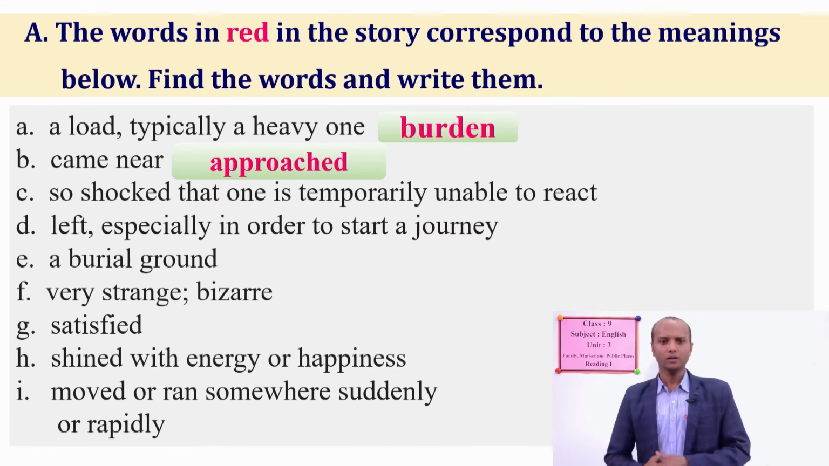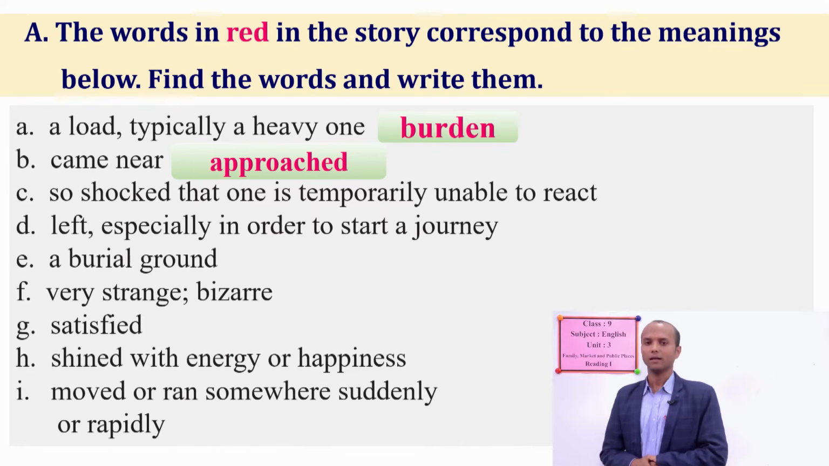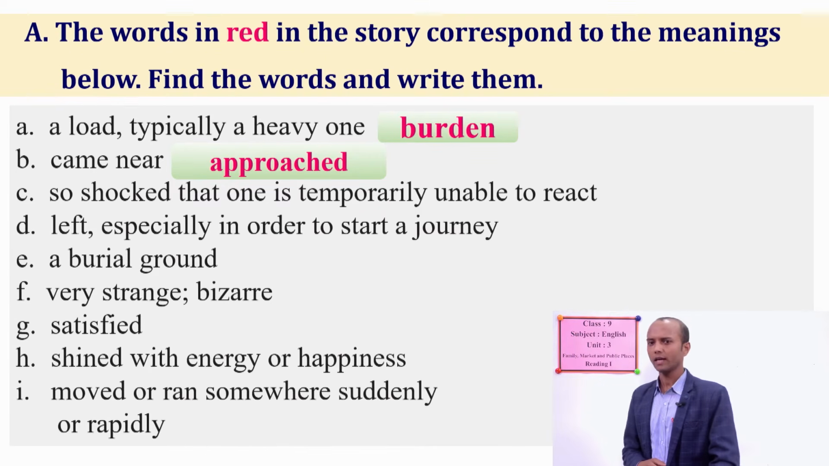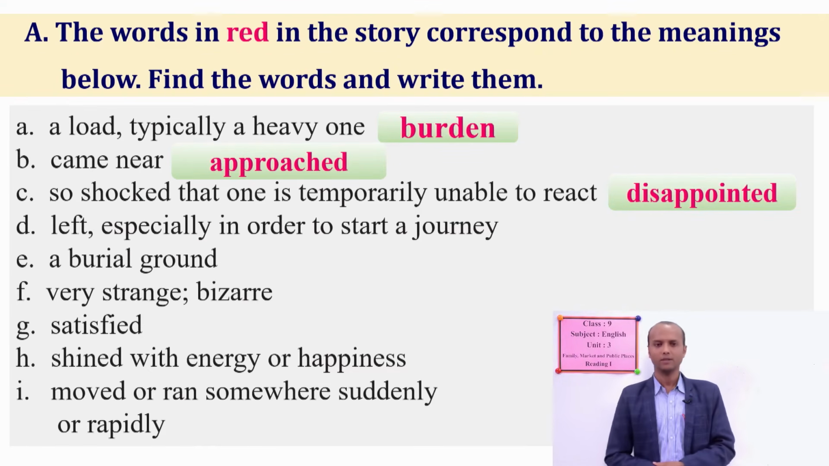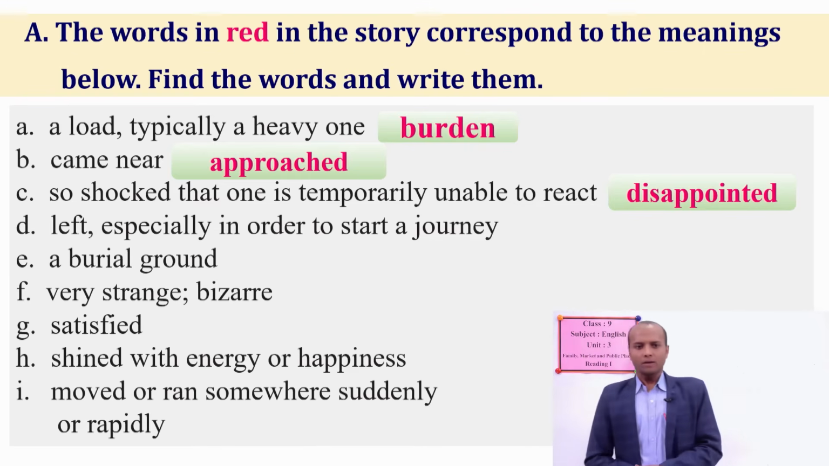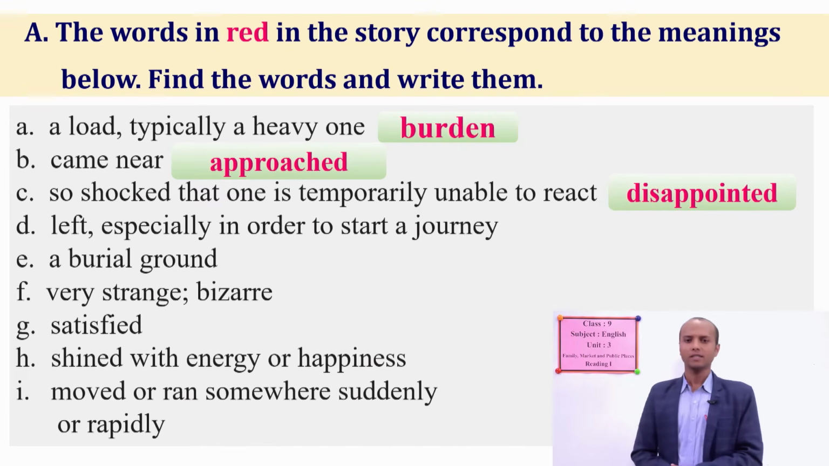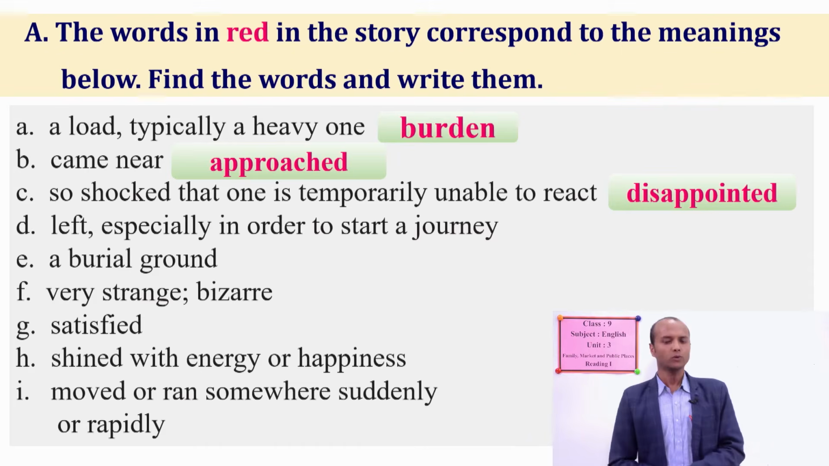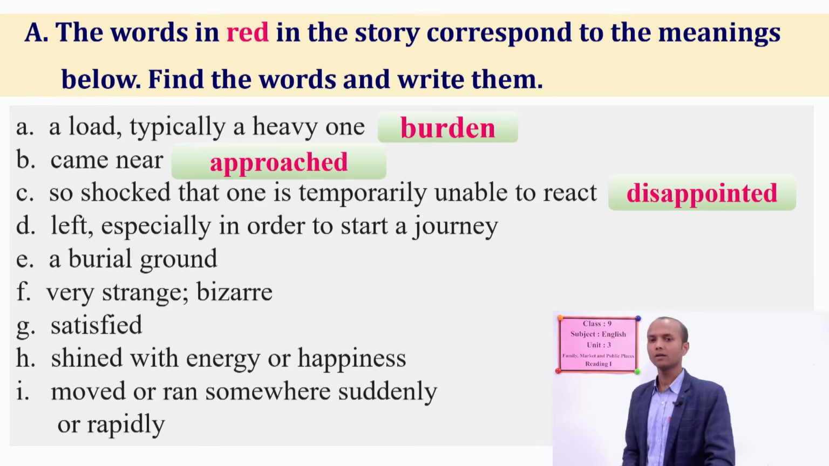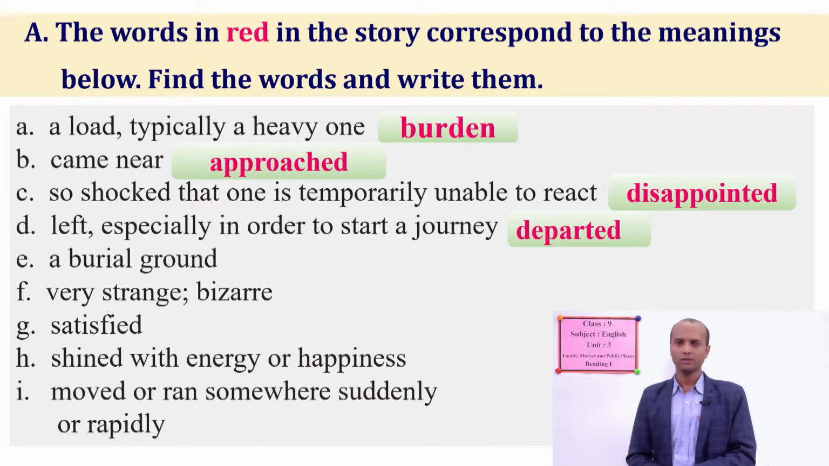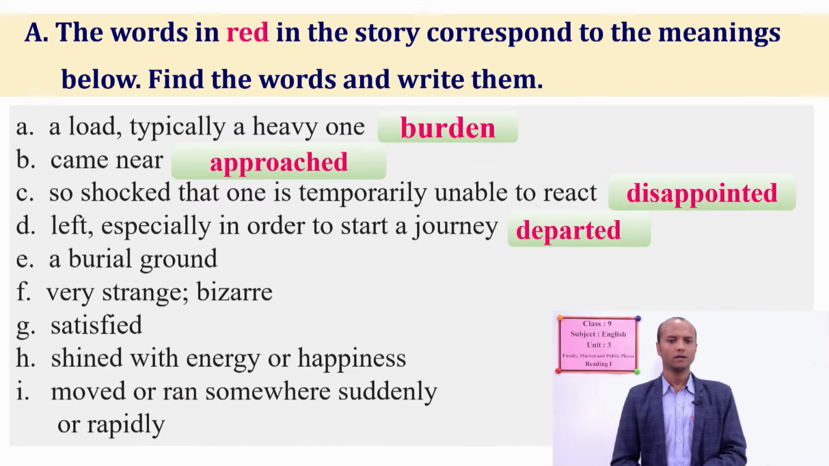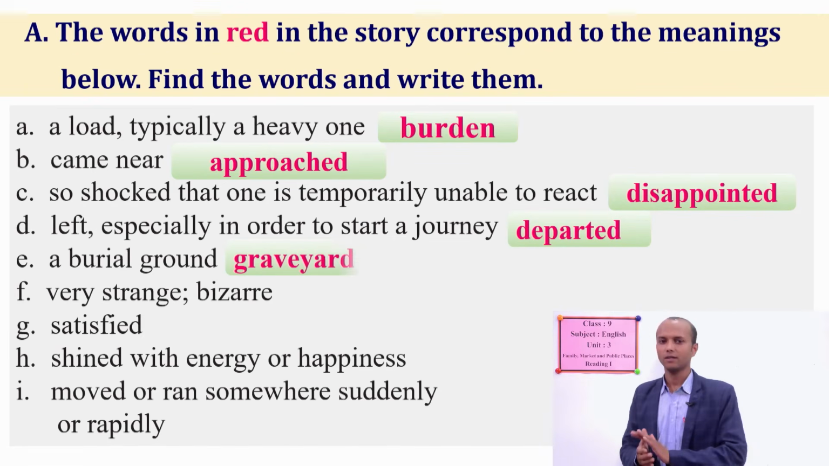Third word, so shocked that one is temporarily unable to react. What is the word for it? Okay, it is disappointed. Very good, dear students. Number D, left especially in order to start a journey. Which word have you chosen for it? Okay, very good. It is departed. Number E, a burial ground. What is the word? I cannot hear you properly. Would you repeat that? Yes, that is graveyard.